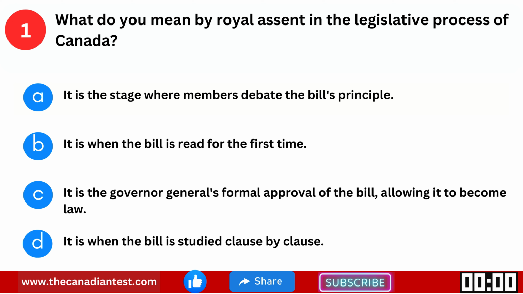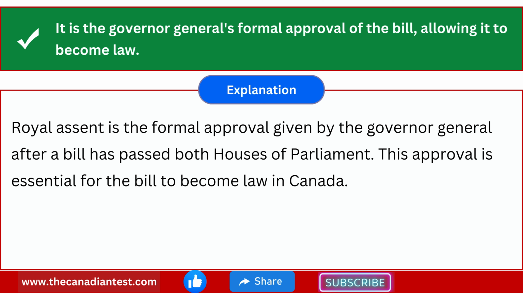The correct answer is it is the Governor-General's formal approval of the bill, allowing it to become law. Explanation: royal assent is the formal approval given by the Governor-General after a bill has passed both houses of Parliament. This approval is essential for the bill to become law in Canada.